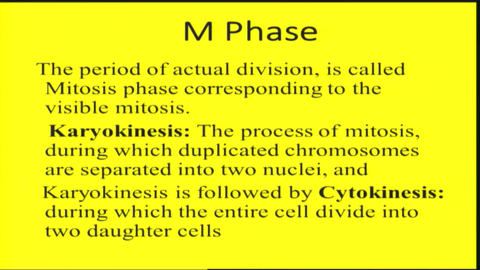Now, M phase. The period of actual division is called the mitotic phase, and it corresponds to the various stages that we normally see during mitosis. It comprises karyokinesis, the process during which the duplicated chromosomes are separated into two nuclei. This karyokinesis would be followed by cytokinesis, the stage during which the entire cell divides into two daughter cells.